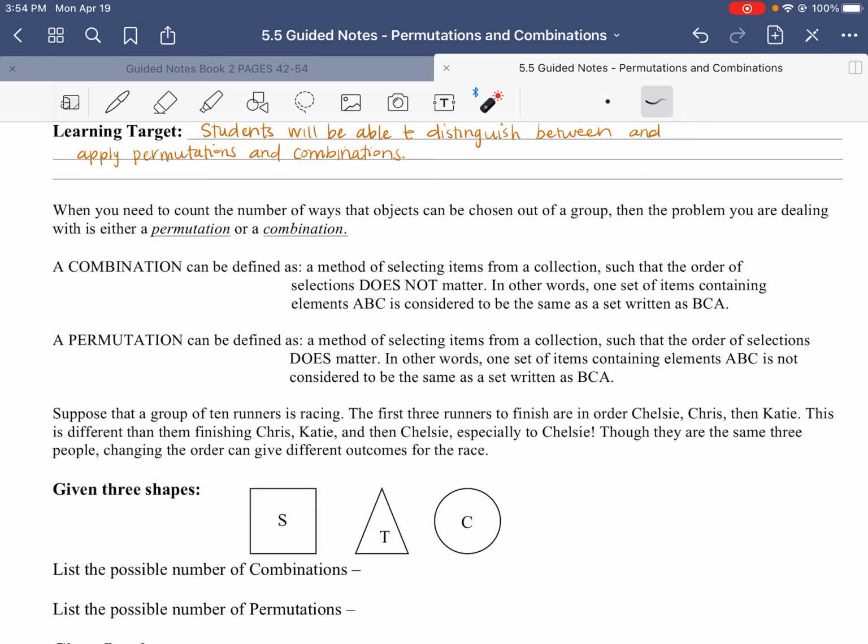Okay, so just as kind of an example, it says, suppose that a group of 10 runners is racing. The first 3 runners to finish in order are Chelsea, Chris, and Katie. This is different than them finishing Chris, Katie, and then Chelsea, especially to Chelsea. Though they are the same 3 people, changing the order gives them different outcomes for the race. So if it's just a combination and we want these 3 to score in the top 3, great. If it's a permutation, then we care that they finish in this specific order. Okay? Or they're assigned a specific role within the group.